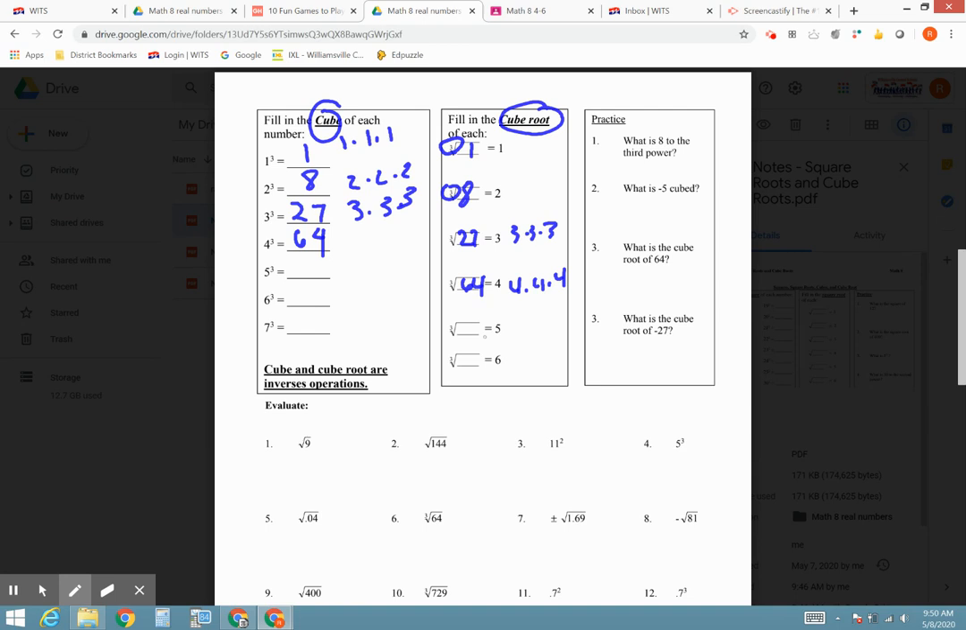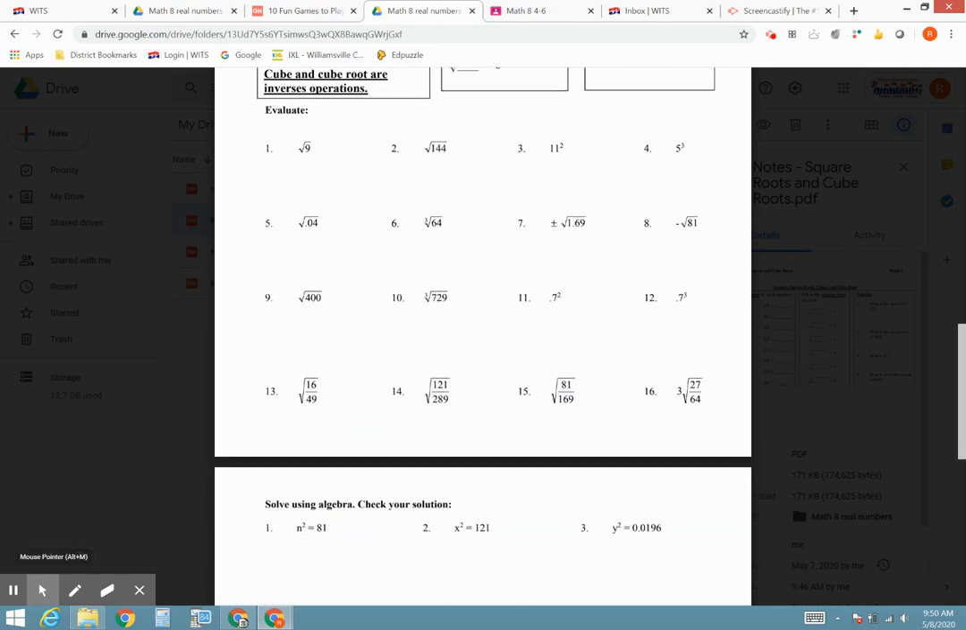Now, we've talked about this earlier in the year. Square roots always have, not cube roots, but square roots always have 2 answers, one positive and one negative. For instance, in number 1, I can do 3 times 3 and get 9. I can also do negative 3 times negative 3 and get 9. So the square root of 9 is technically positive and negative 3.